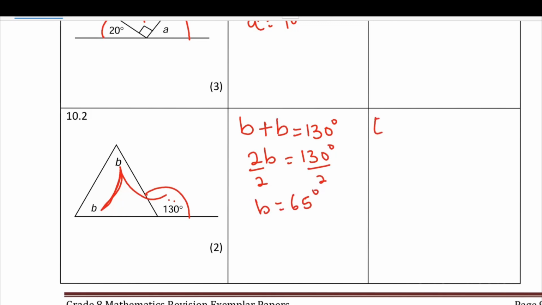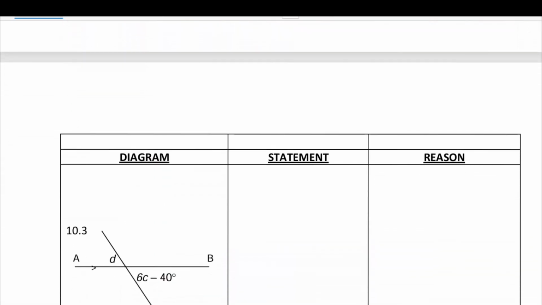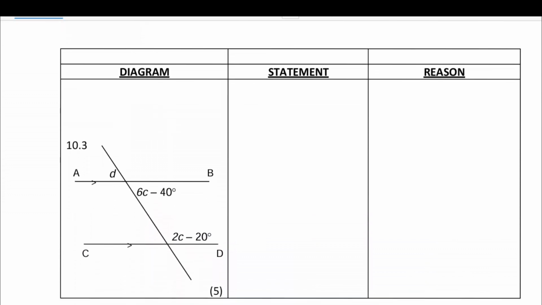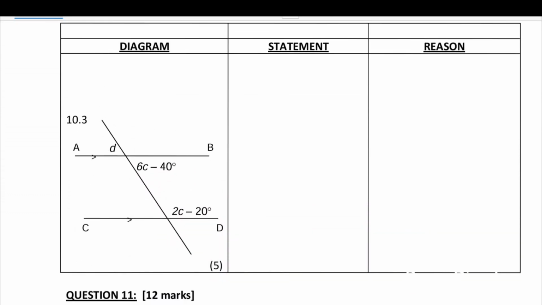The reason is exterior angle of a triangle. Okay, guys, let's move to 10.3.